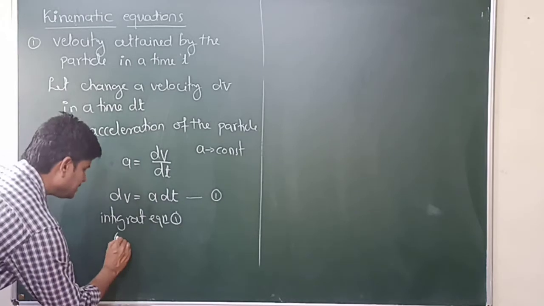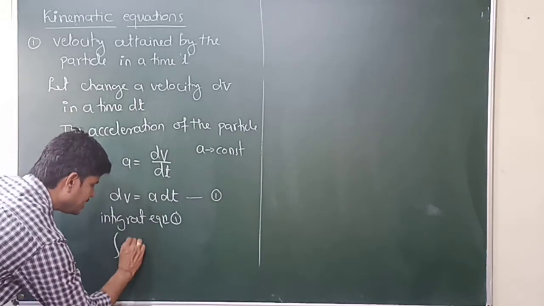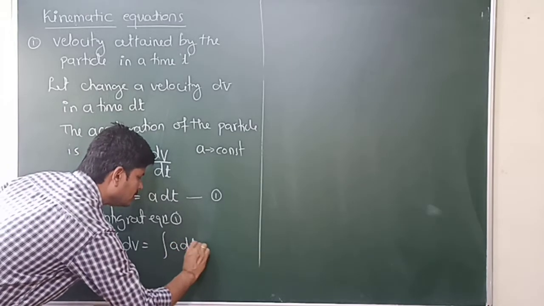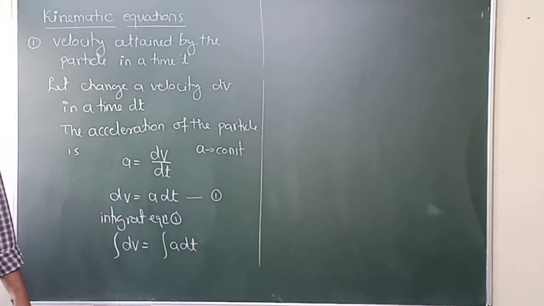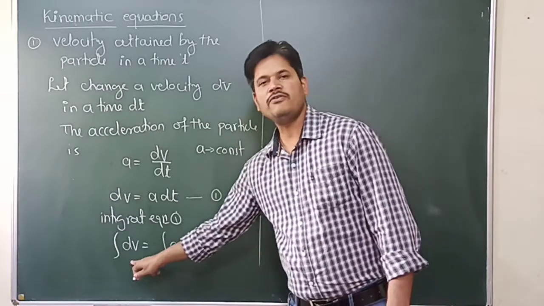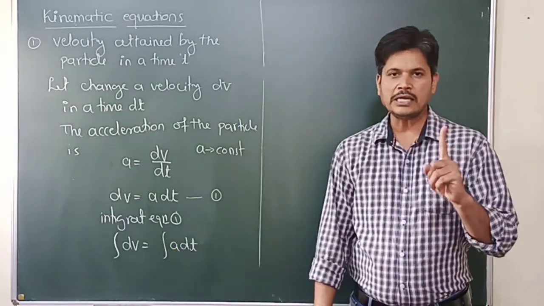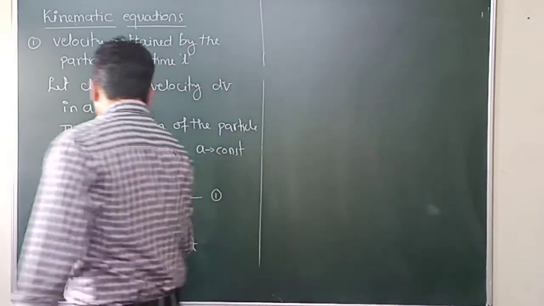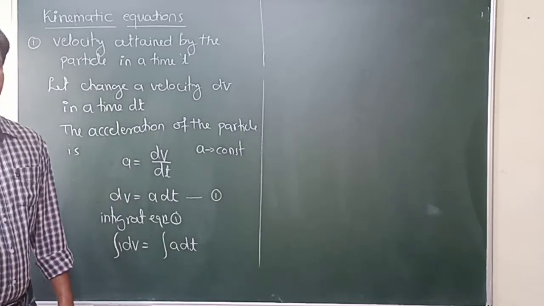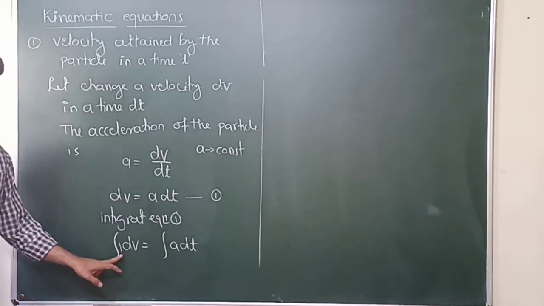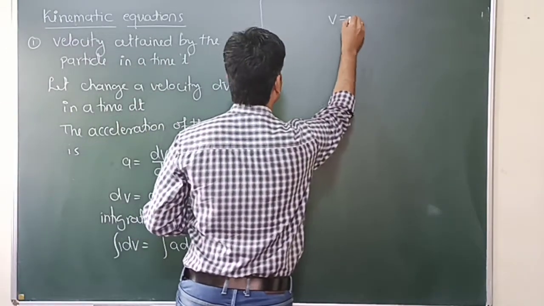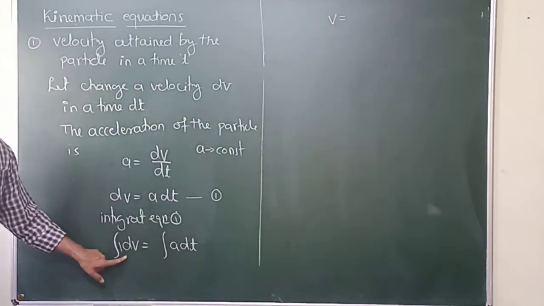Integration of dv is equal to integration of a into dt. Is it right? Now see here, integration of dv means 1 into dv. If nothing is there behind the dv, then consider it as 1. Correct? Integration of this term always gives v, that term only, v only. Right?